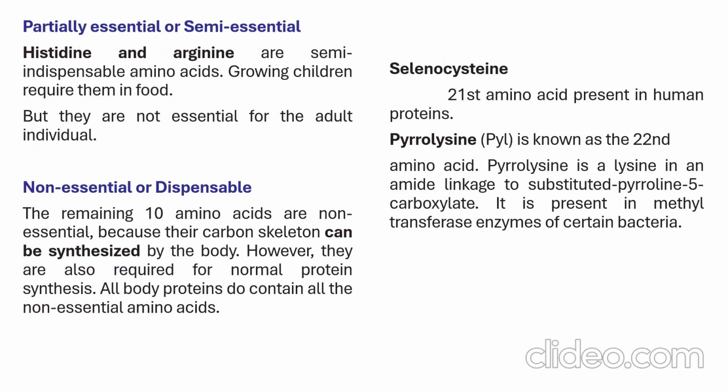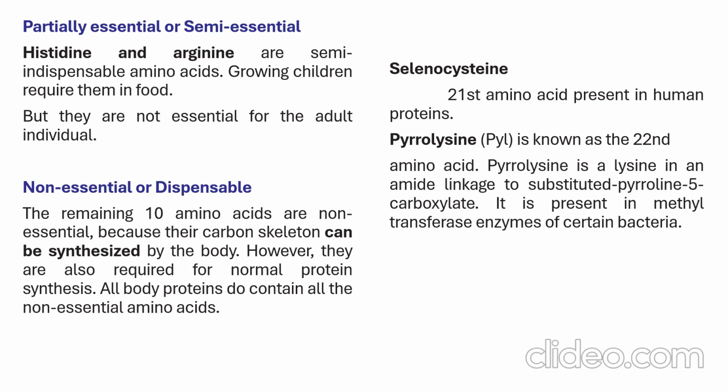Histidine and arginine are semi-essential amino acids. Growing children require them in food, but they are not essential for the adult individual. The remaining 10 amino acids, such as alanine, arginine, asparagine, aspartic acid, cysteine, glutamic acid, glutamine, glycine, proline, and serine, are non-essential amino acids because their carbon skeleton can be synthesized by the body. However, they are also required for normal protein synthesis. All body proteins do contain all the non-essential amino acids.